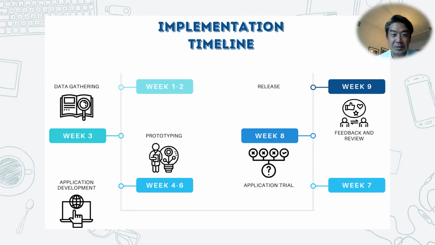For the implementation timeline, the projected period is within 8 to 9 weeks. The first 2 weeks have been allocated for research and data gathering. The third week is for creating the prototype, followed by the development of the application in the 4th until the 6th week. The trial for this application is on the 7th week, and the feedback and review for improvement on the 8th week. On the 9th week, the application will be released for users to utilize.